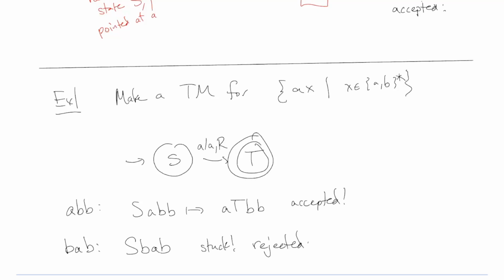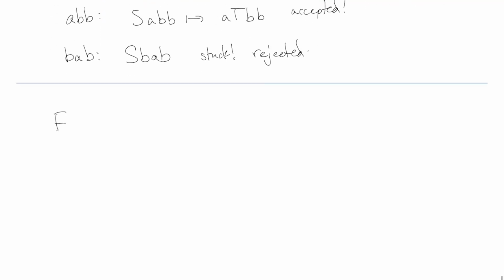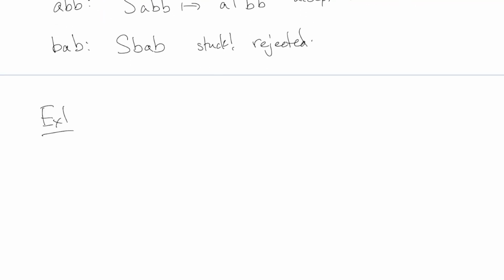Any thoughts about that? This was a very simple one. Let's try one that's a little more fancy, a little more interesting perhaps. How about I want a Turing machine for this language, B X B. So this will be similar. It has to start with a B, but this one has to also end with a B. And X, of course, is in (A, B) star.